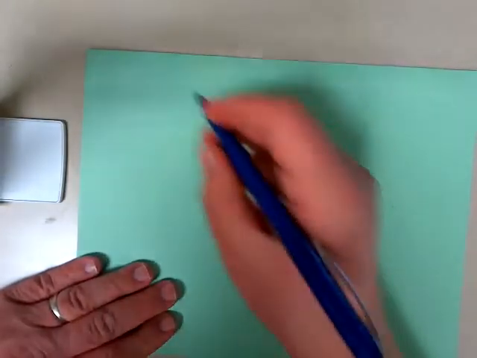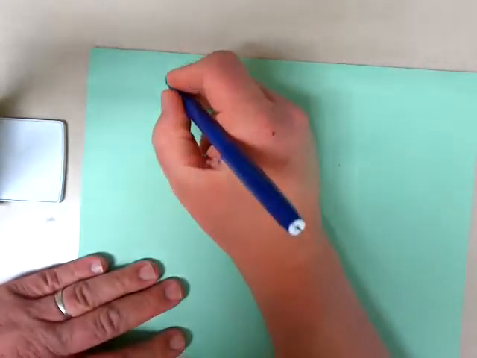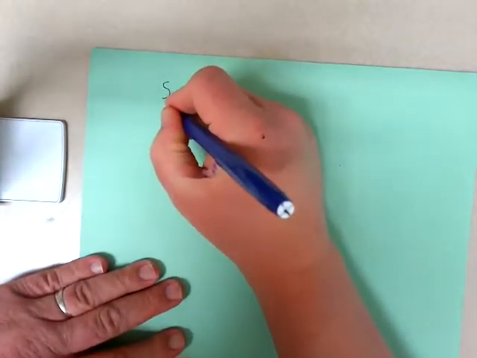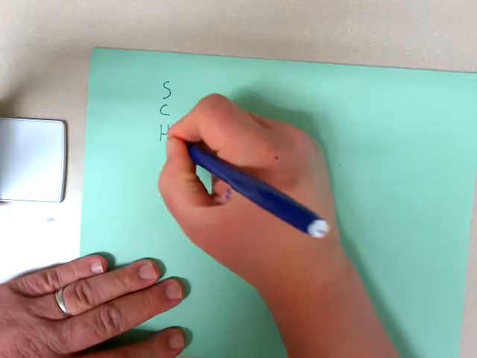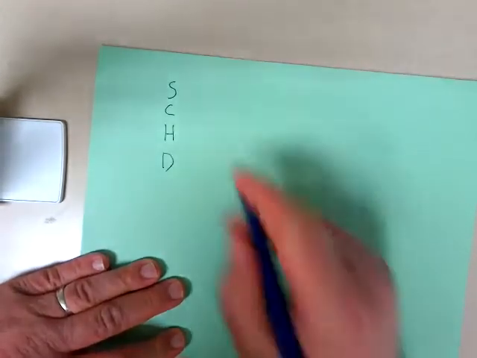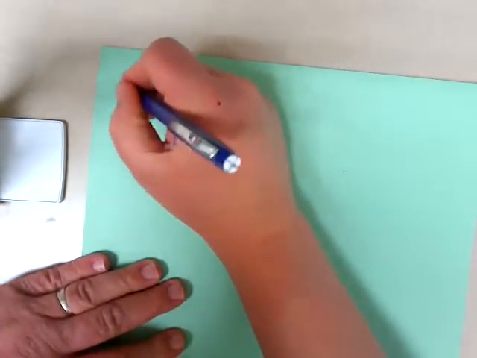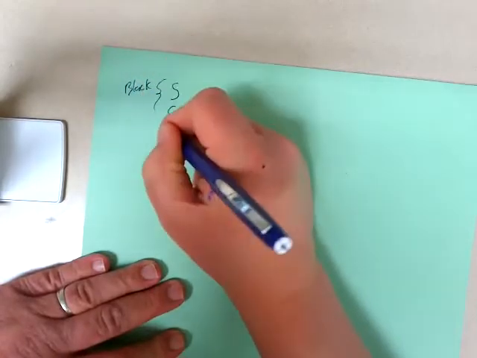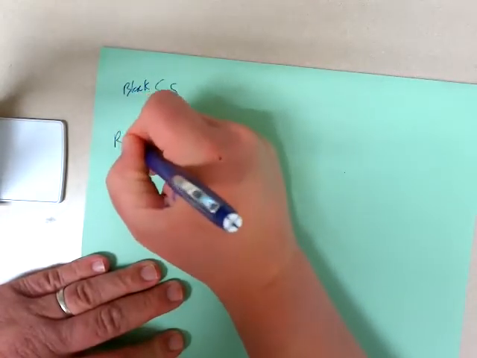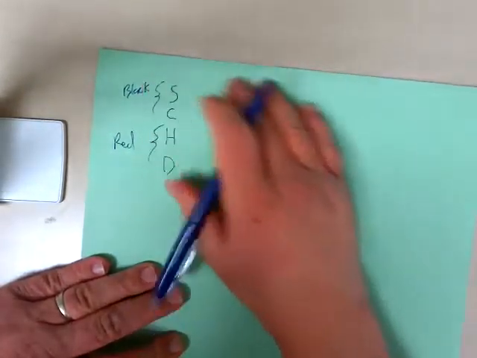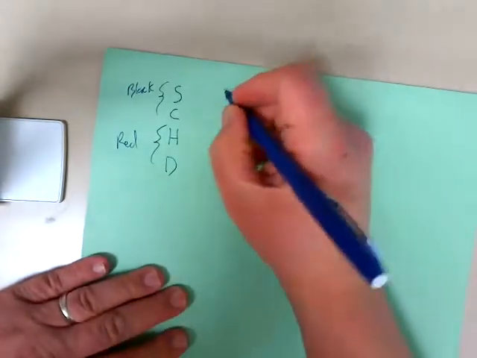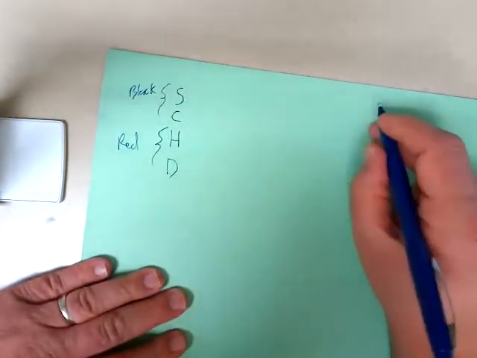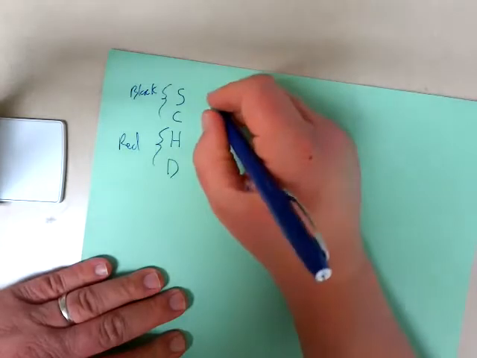So let me just explain real quick. The way that a deck of cards works is that there's 4 suits. There's the spade, club, heart, and diamond. And these 2 are like the black suits. And the heart and diamond are the red suits. And then each suit has 13 cards.